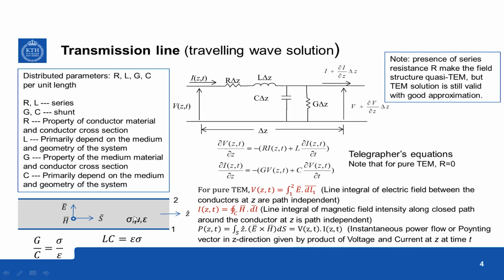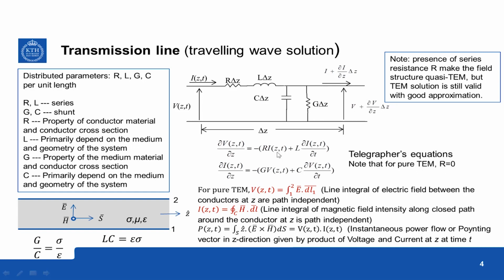Then, because of this conductivity, there will be some leakage of currents when there is a voltage difference between these two. Some current will be flowing through due to the conductivity of the medium. So that is represented by G, the conductance G per unit length multiplied by delta Z. So this structure can support TEM L, C and G.